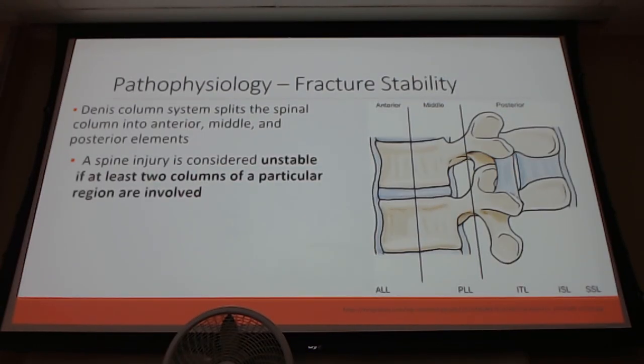Here's what's important. These are the different ligaments we have, and we like to break this up into the Denis column system. So we look at our anterior, middle, and posterior elements, and they each have corresponding ligaments. If we have a disruption to any of those two columns, we worry about the stability in that area and worse outcomes in spinal cord injury. So if any two columns are involved, we consider it an unstable fracture.